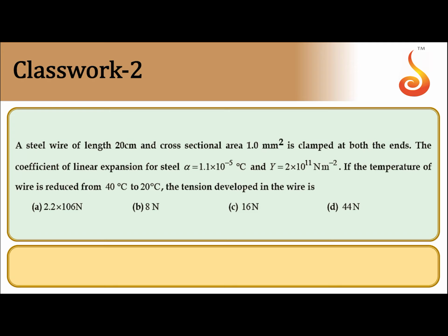Example 2. A steel wire of length 20 cm and cross-sectional area 1 mm square is clamped at both the ends. The coefficient of linear expansion for steel and Young's modulus are given. If the temperature of the wire is reduced from 40 degrees centigrade to 20 degrees centigrade, the tension developed in the wire is. So we are looking at the thermal tension.